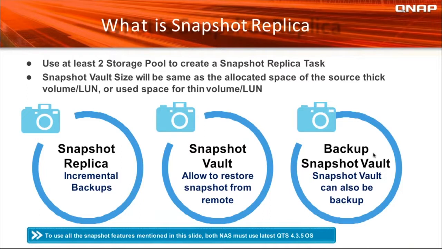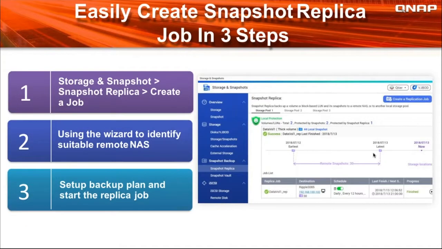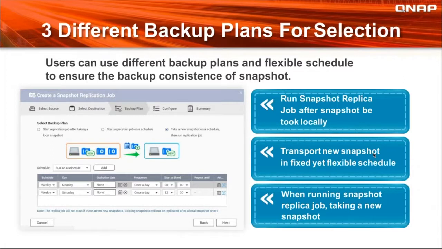And now we have integrated Snapshot Replica with Snapshot Vault so that you can revert the whole volumes through Snapshot Replica or just restore a specific folder or file. And also we've given you the ability to clone a Snapshot Replica. Setting up Snapshot Replica is really easy. Go to Storage and Snapshot, Snapshot Replica, create a job, use the wizard to find a suitable remote NAS, and set up a backup job. You can set Snapshot Replica to happen on a schedule. You could also have it happen whenever you take a local snapshot.